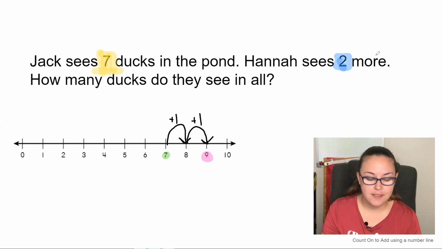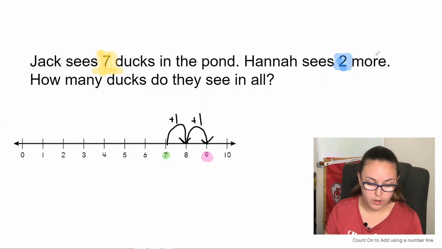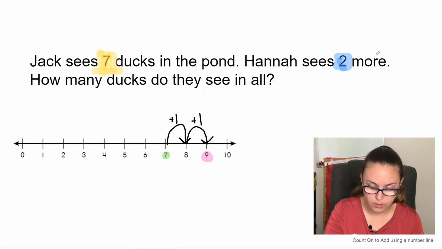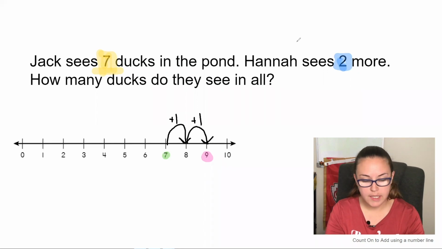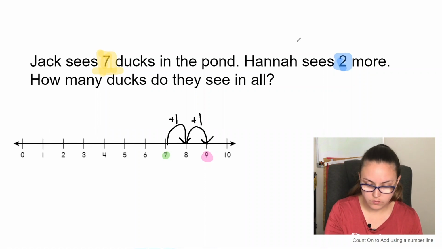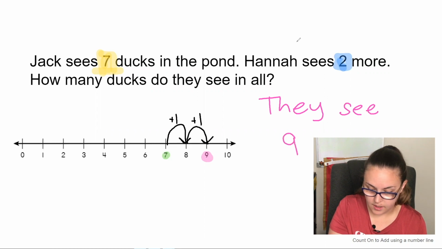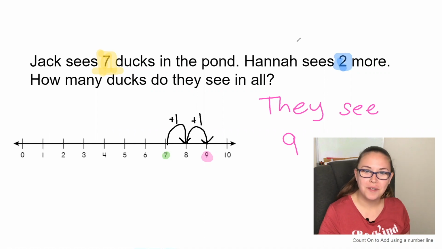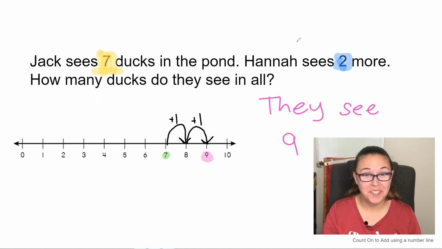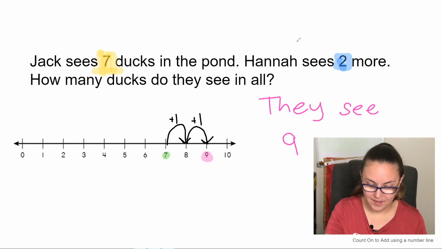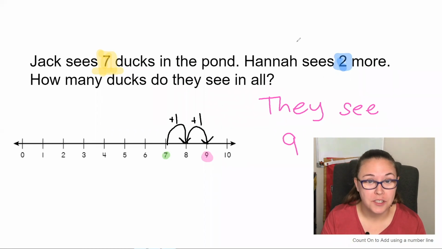So what do you think the sum of our question is? What is the answer to our problem? The question is, how many ducks do they see in all? So our answer is they see 9 ducks. How did you do with that one? Are you ready to try another one? Let's see what the next question says.